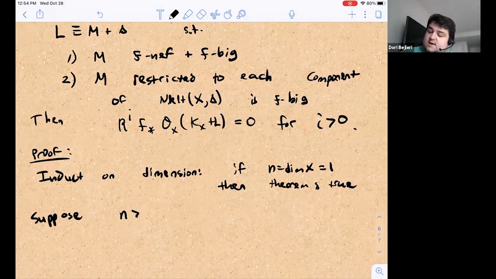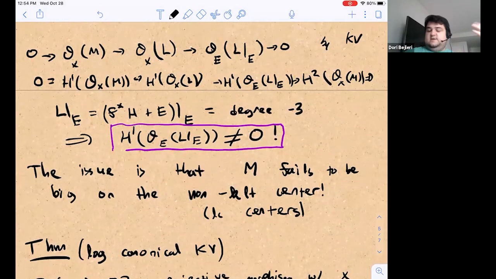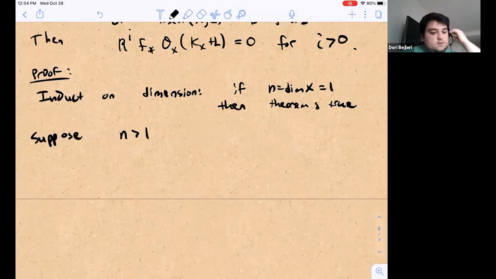So suppose that n is greater than 1. And now we also are going to induct on the non-KLT centers that we need to care about, basically. So those are exactly like what came up here. Here, the thing that gave us trouble was the components of the divisor with coefficient 1. So we'll just induct on those.